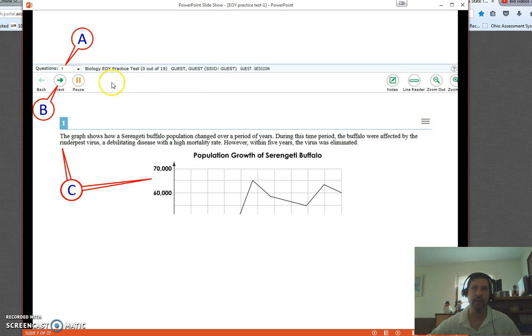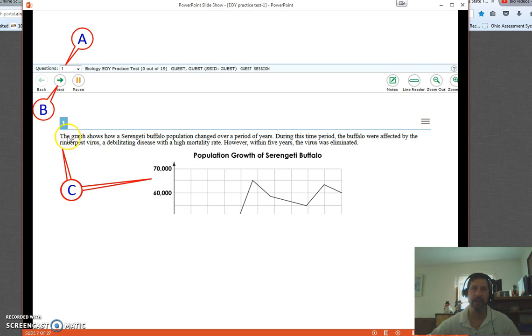So a couple of things. A, up here, you can sift and sort and look at a variety of questions. You start with question number 1, but let's say you get to question number 1 and you don't want to go there. You want to go to question number 5. You can change that. You can go back and forth to next. B, you can pause it. And then C is all the information.